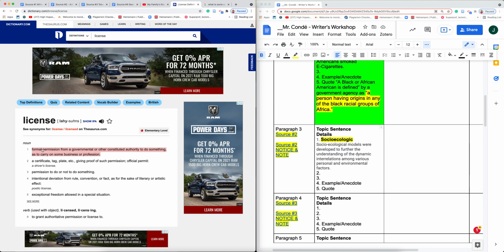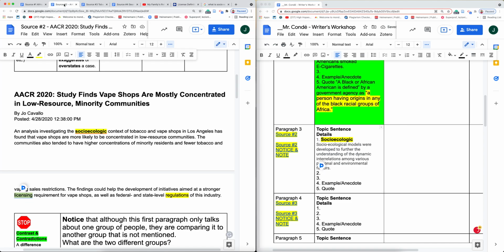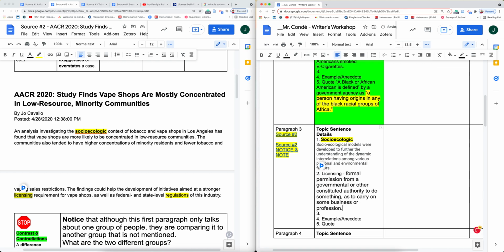So I would use this one, licensing, and I would type in the word. So notice that you have it in source number 2. You have 3 words. Okay, so I would put this one, licensing. And the definition would be right here, copy paste it.